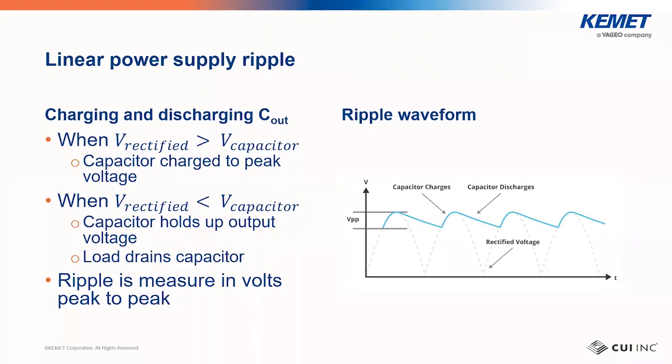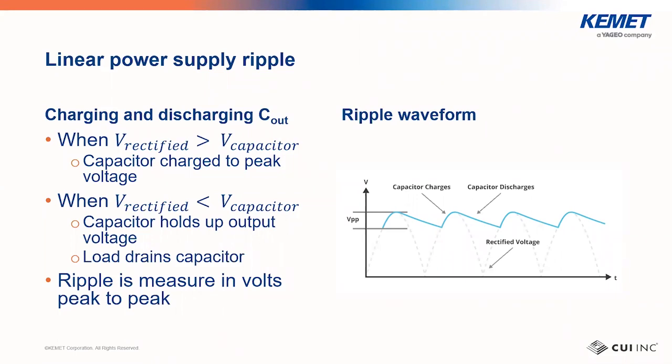Supplying the load causes the capacitor to discharge and the voltage to decrease. The voltage will continue to fall until the rectifier voltage comes back up. And once it reaches the capacitor voltage, it will recharge the capacitor and bring the voltage back up to the peak again. The cycle repeats at the frequency of the rectified voltage and creates the voltage ripple, which is measured in volts peak to peak.